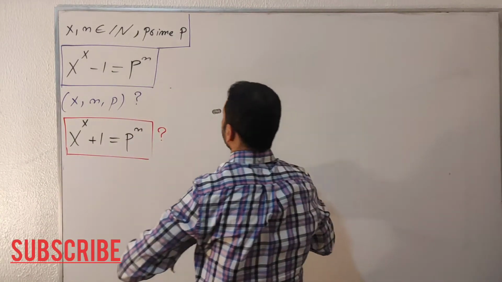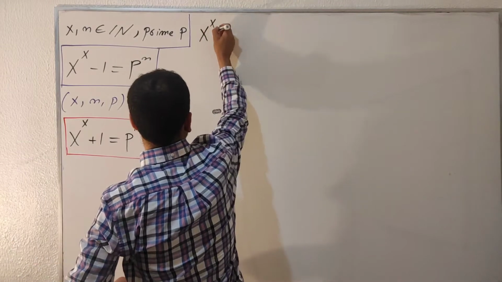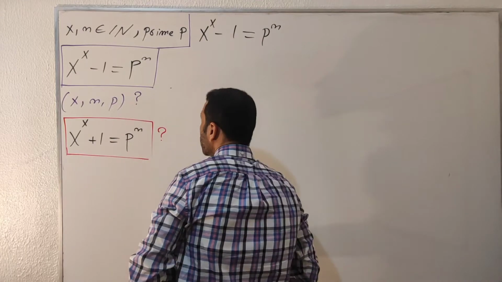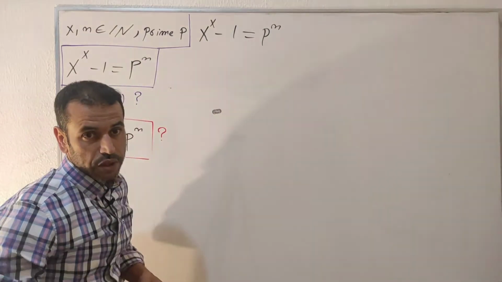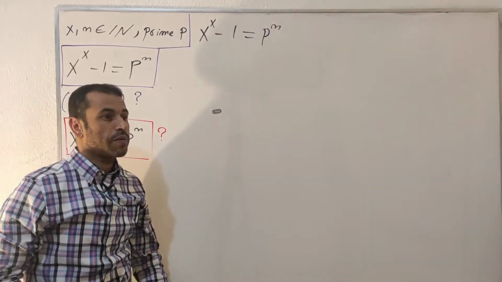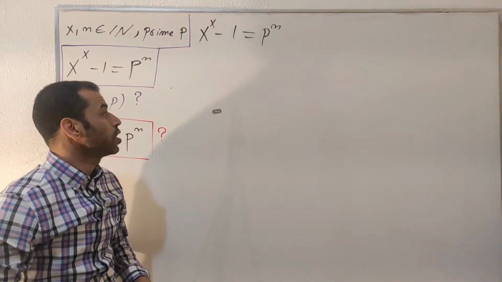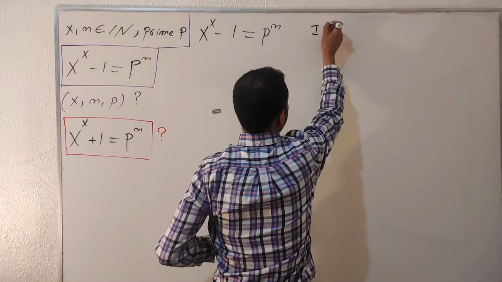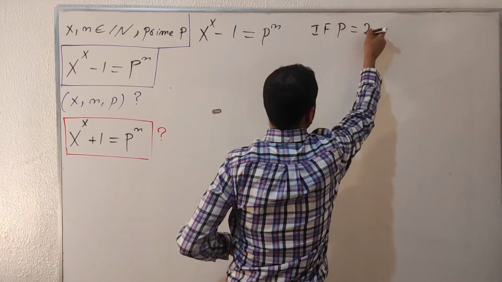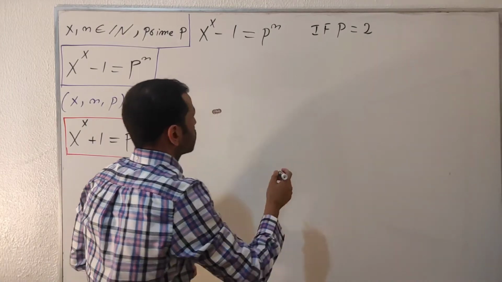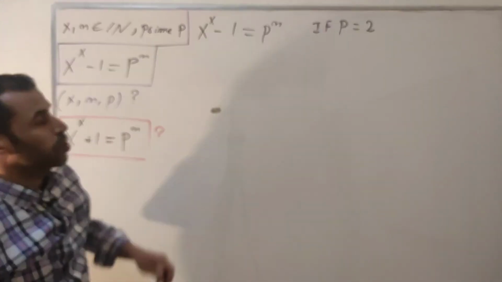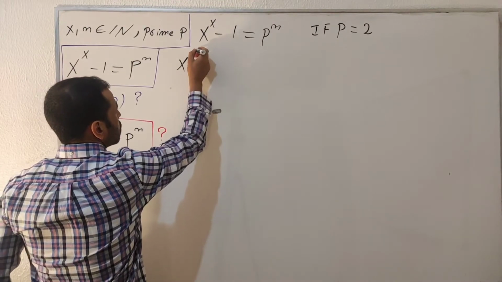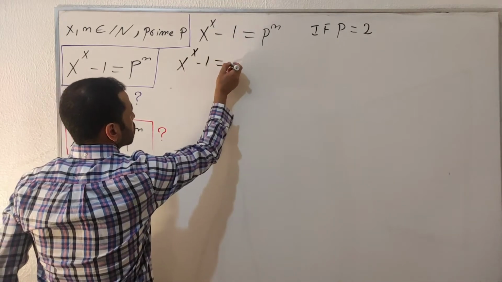So here is the following equation. We have x to the x minus 1 equals p to the n. As you know, we are going to discuss two cases because a prime number could be even or odd. Let's assume p is even, which means p equals 2. I'm simply going to take that value of p and insert it into this equation to see the status of this equation: x to the x minus 1 equals 2 to the n.